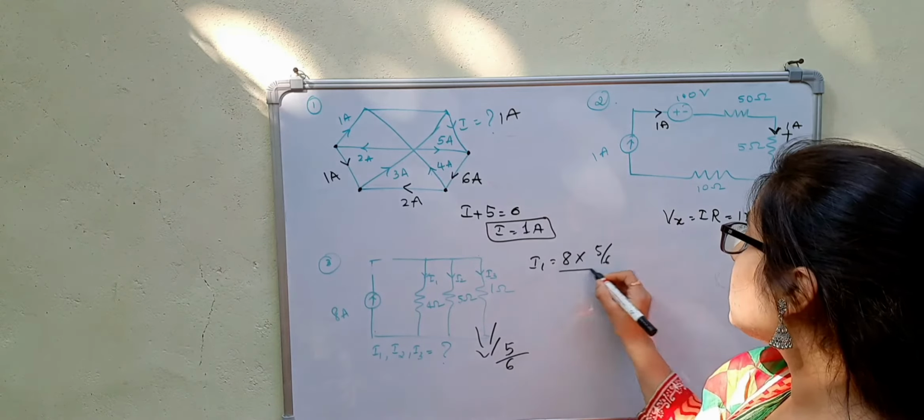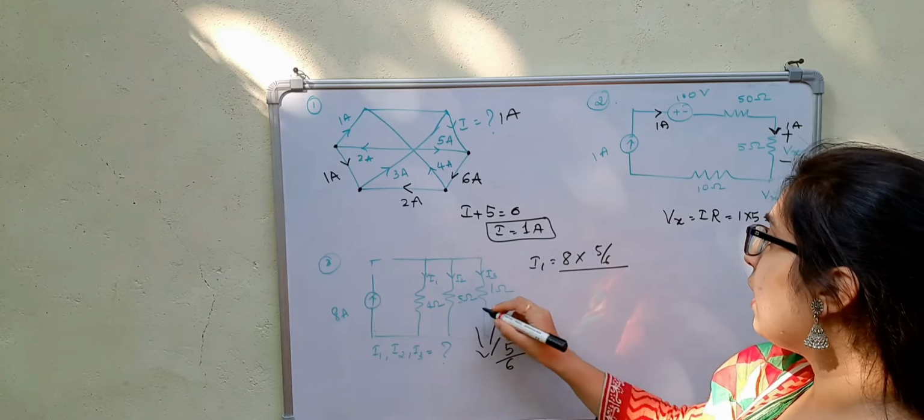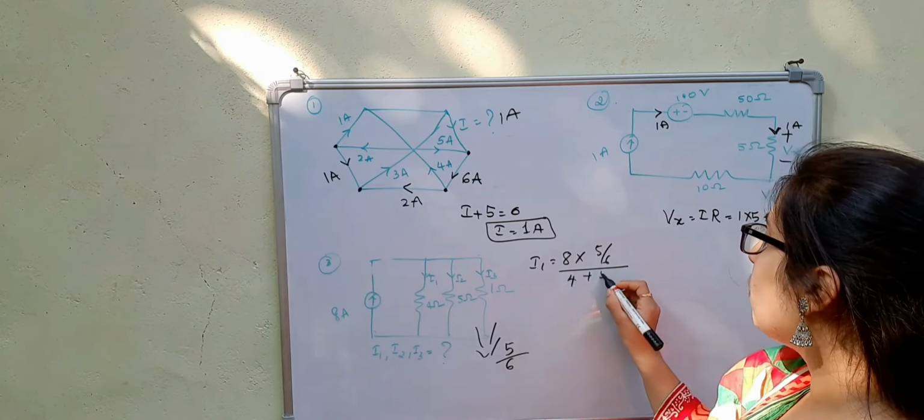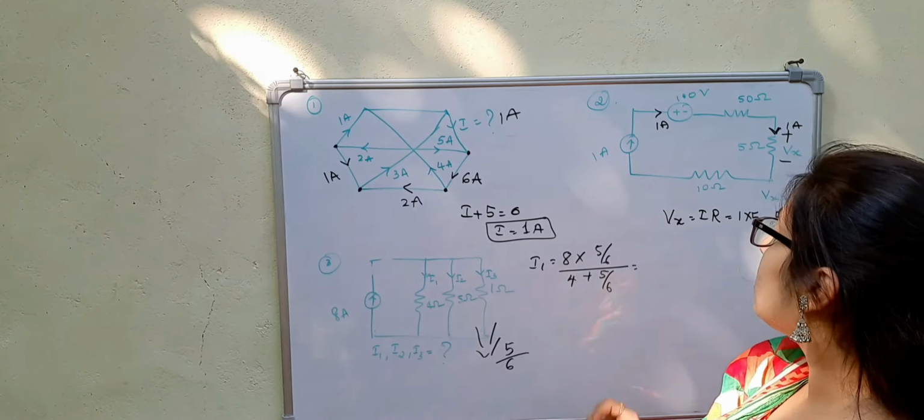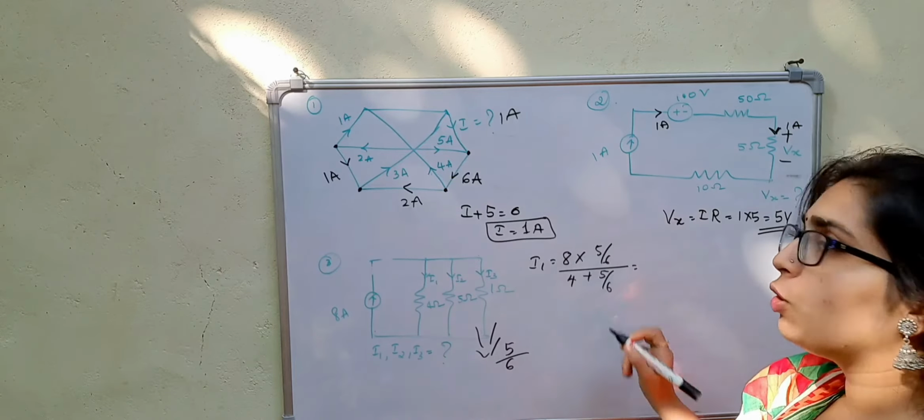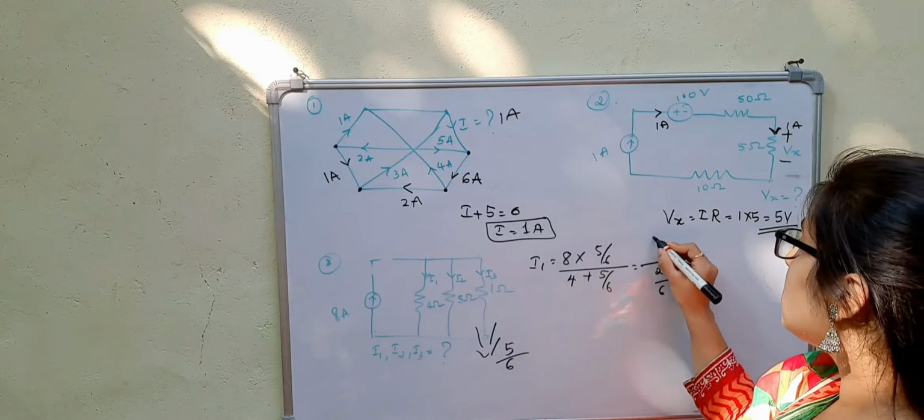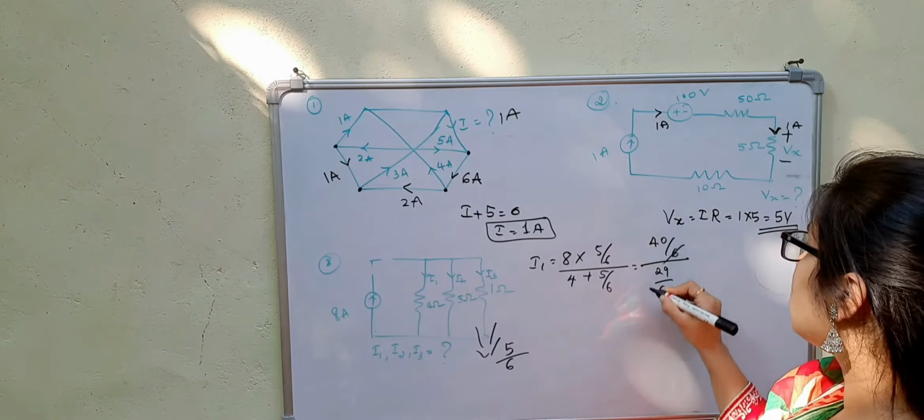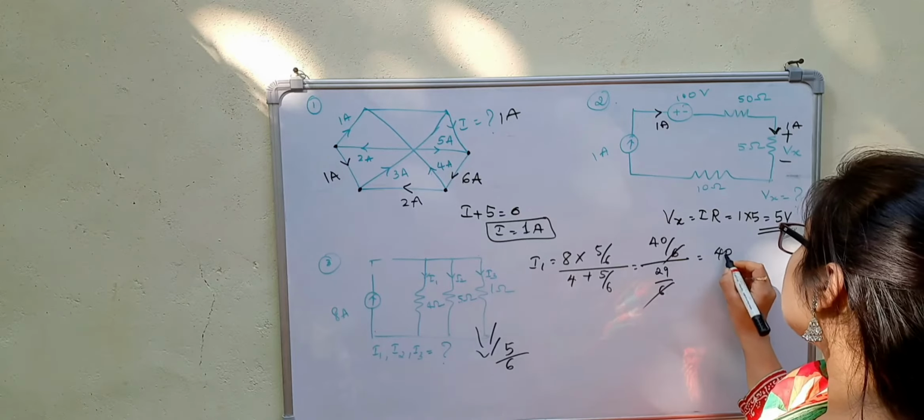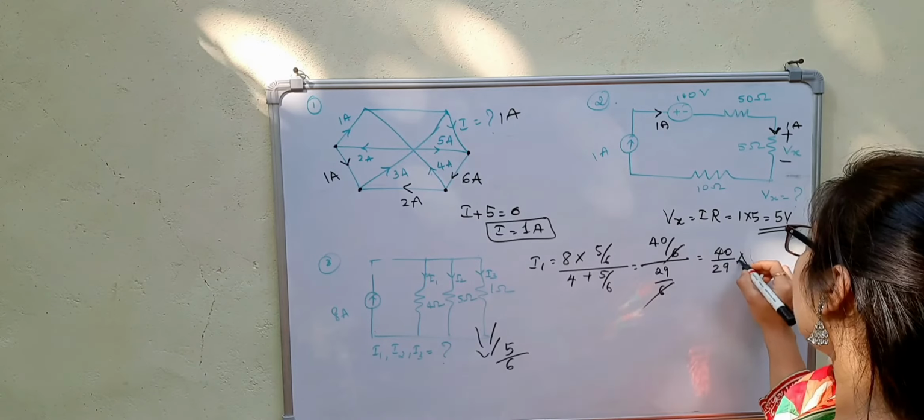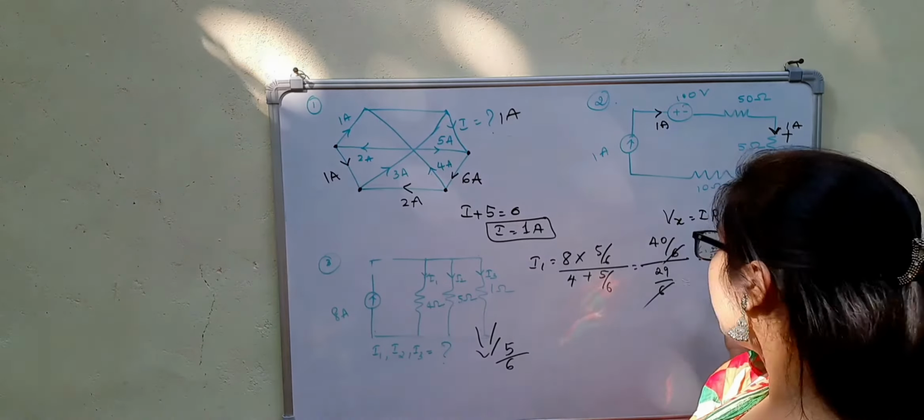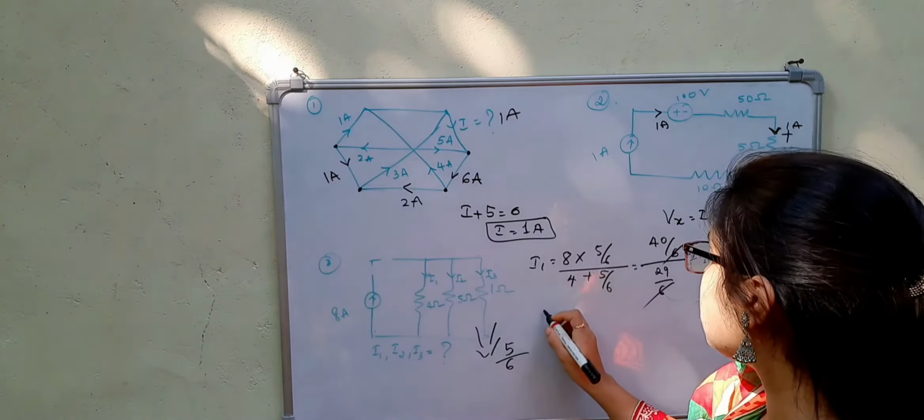Now it is divided by 4 plus 5 by 6. This can be written as 6 fours are 24, plus 5, 29 by 6. This is 40 divided by 6, the 6 gets cancelled, so this is 40 divided by 29 amperes. You can solve it and write it in decimals.